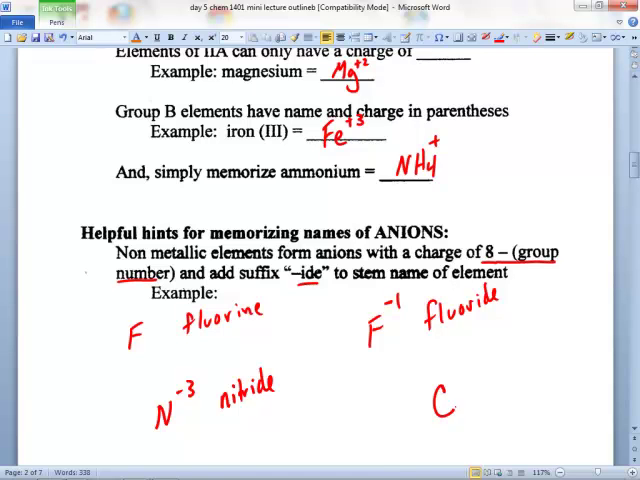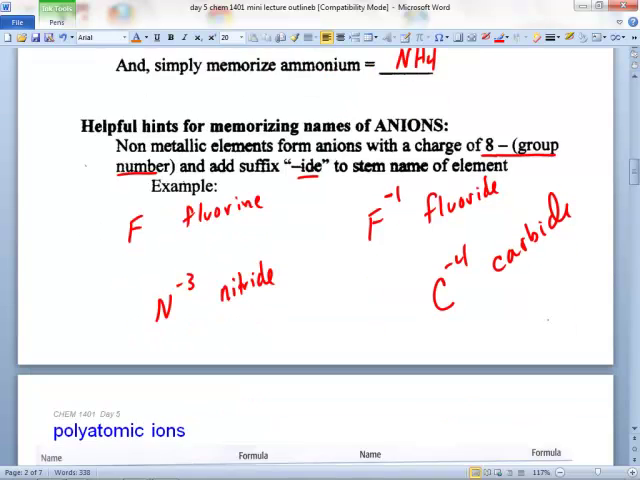C, negative 4. Perfect. And then how would you name it, Brianna? How would you name it? Exactly. And this doesn't sound weird? You said it. Carbide. All right. Carbide. So you can mess with a lot of these. Carbide, nitride, oxide, fluoride, chloride, sulfide, right? Just add -ides. It's not too bad.